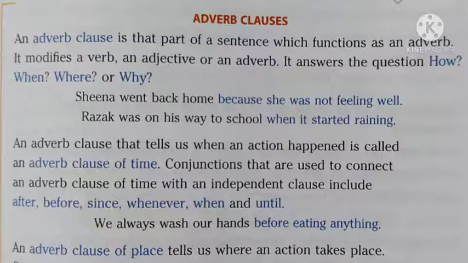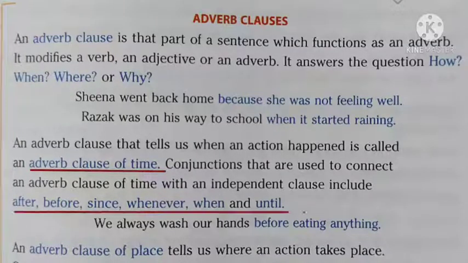Okay. Now let's see the different types of adverb clauses. The first one is the adverb clause of time. An adverb clause of time tells us when an action happened, when an action took place. And the conjunctions or connectors that are used are after, before, since, whenever, when, and until. By using these connectors, we can connect the main clause and the subordinate clause. These conjunctions show us when an action took place.